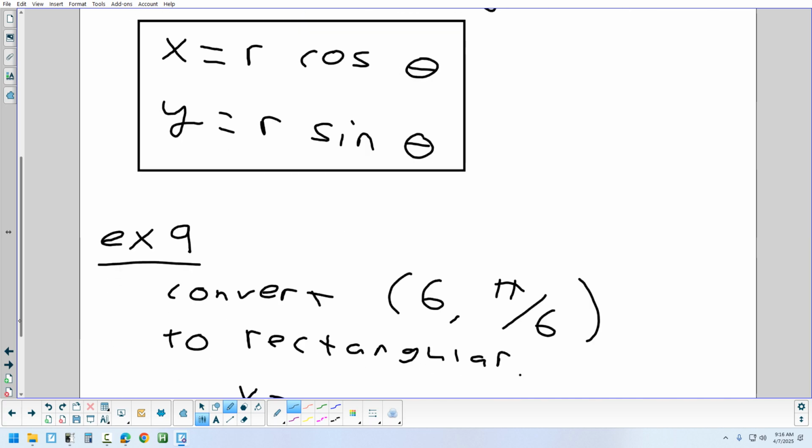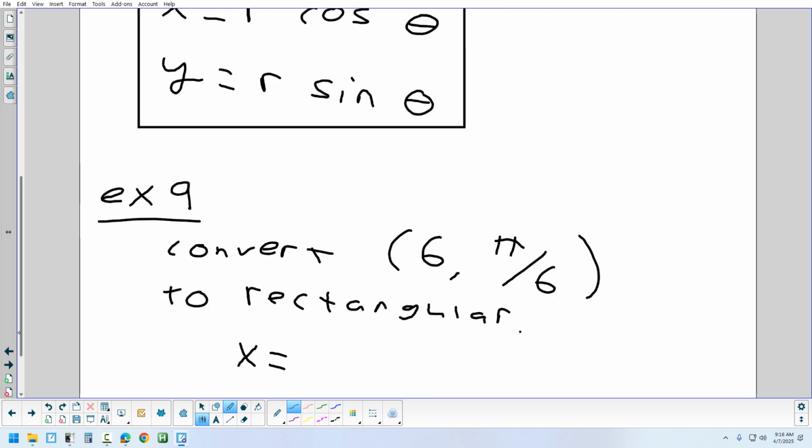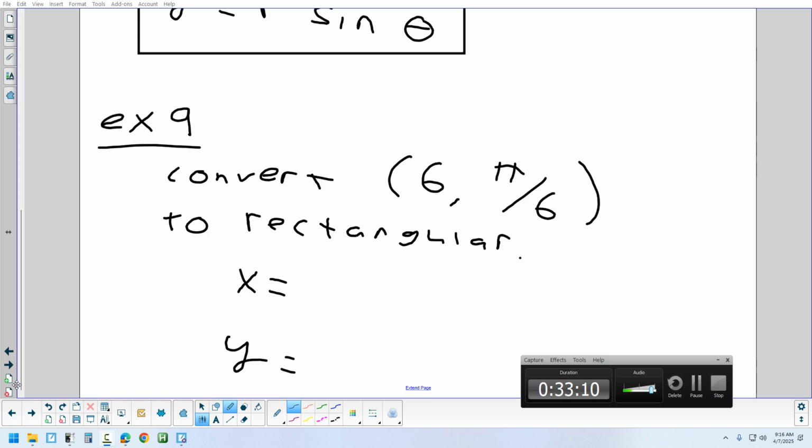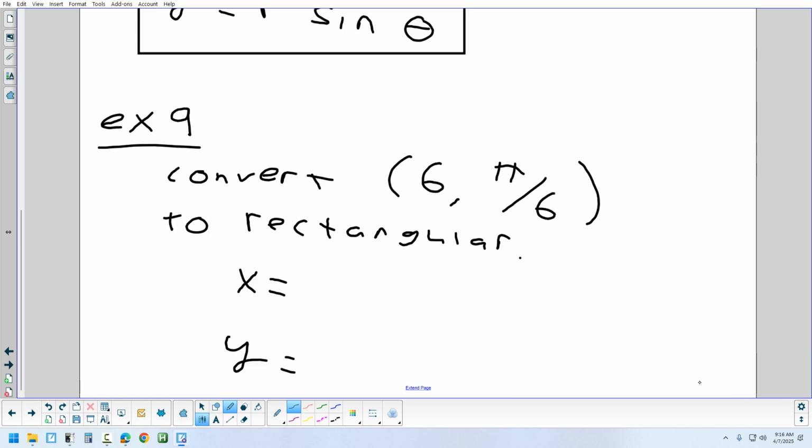All right. So let's try a couple examples, and that'll be it. Okay, so it says to convert (6, pi over 6) to rectangular. All right, so first thing we want to make sure we can do is identify which number is which. In our coordinate, first, can somebody tell me which number is the r? The 6. Yep. And which number is the theta? Pi over 6.